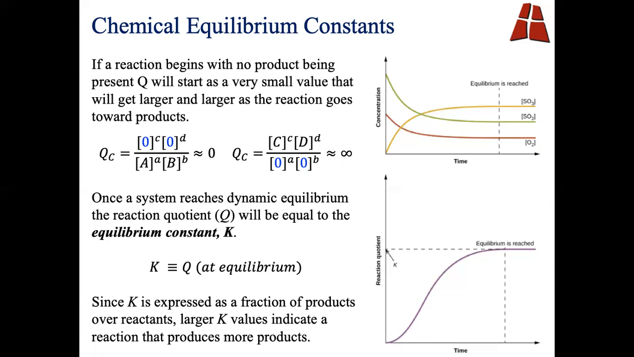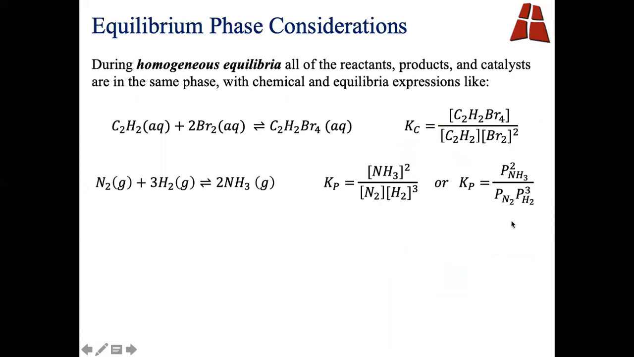Whereas if K is less than 1, that means that our reactant side is favored. And so we would have more of our reactant present than our product. Okay. All right.